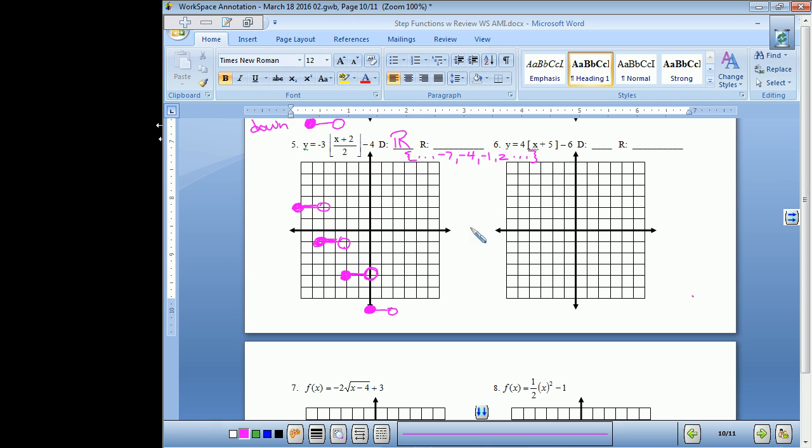Okay, you have the rest of class to work on this. I'll answer any questions if you have them. The front is more practice with greatest integer, step functions. The back is a little bit of review.